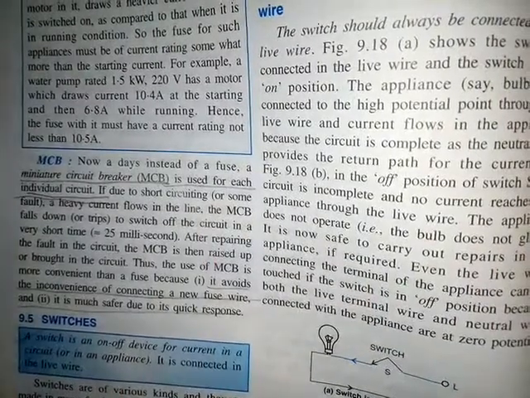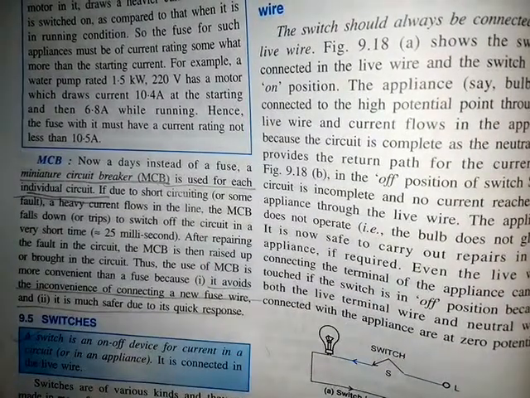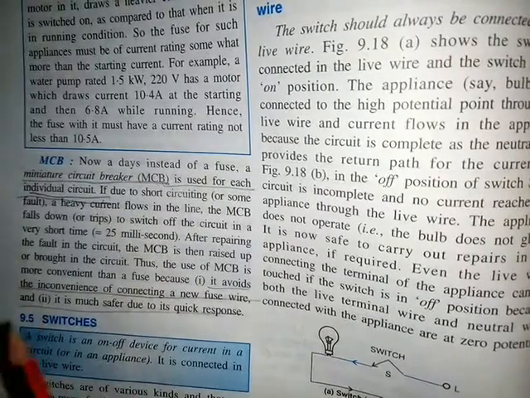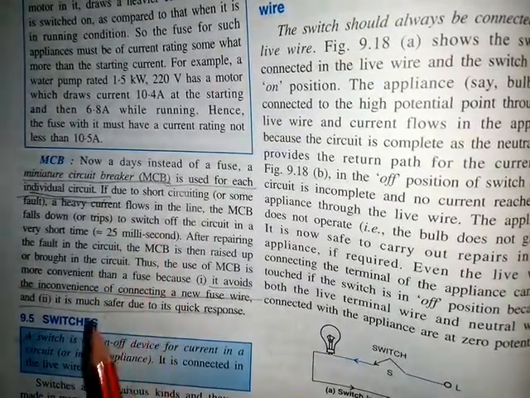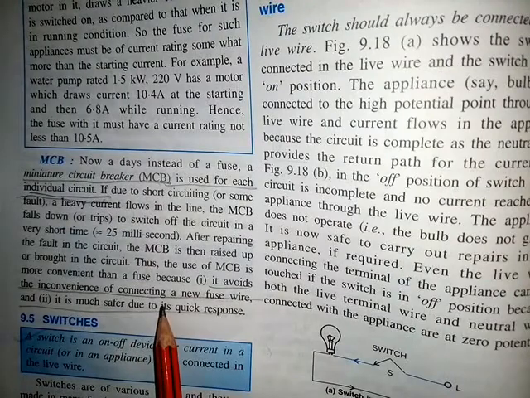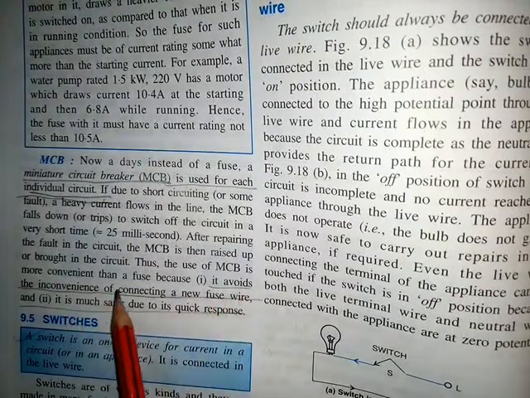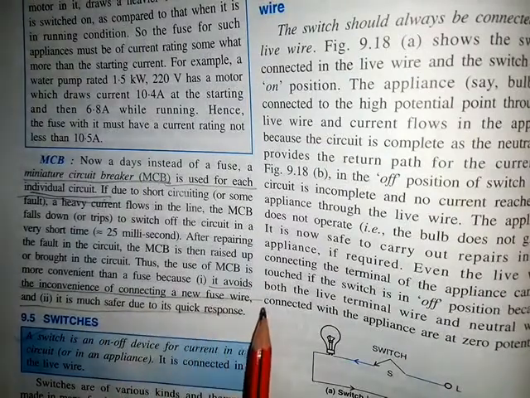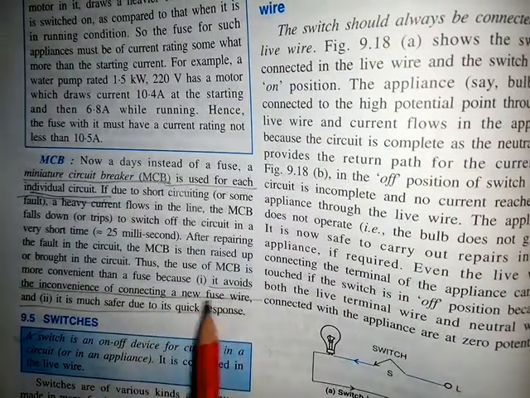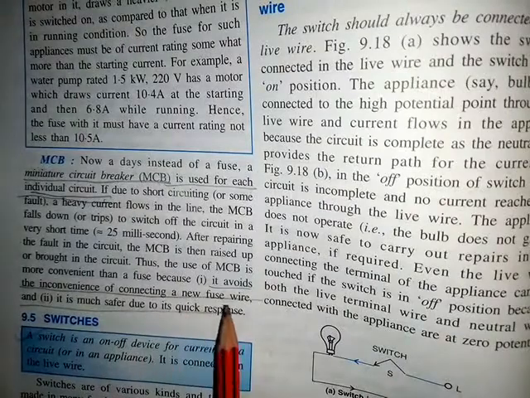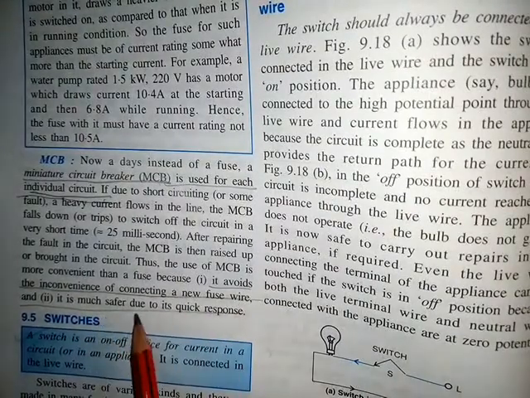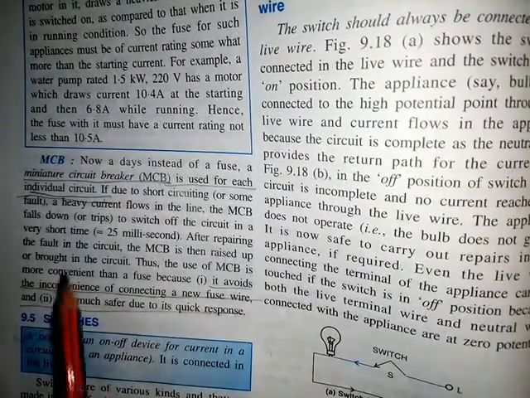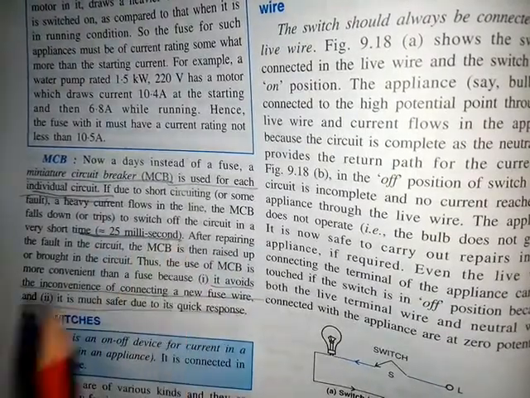Nowadays, instead of a fuse, a miniature circuit breaker, that is MCB, is used for each individual circuit. The use of MCB is more convenient than a fuse because it avoids the inconvenience of connecting a new fuse wire, and it is much safer due to its quick response since it switches off the circuit in a very short time, that is 25 milliseconds.